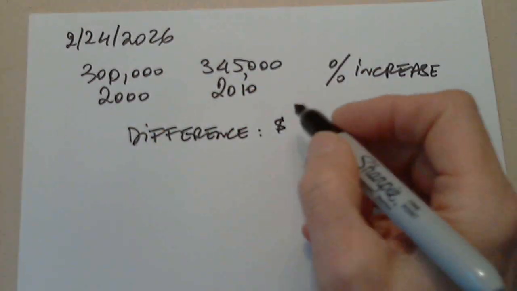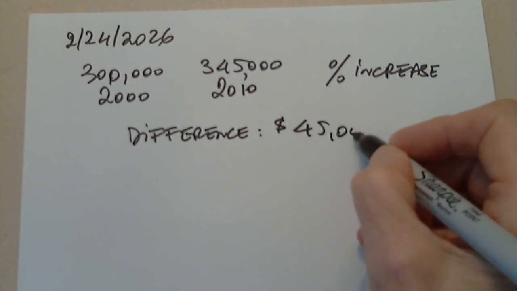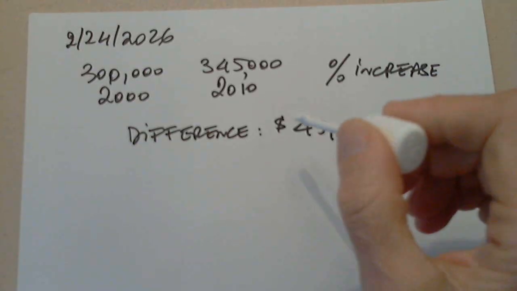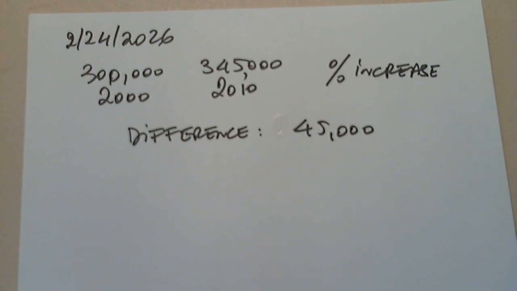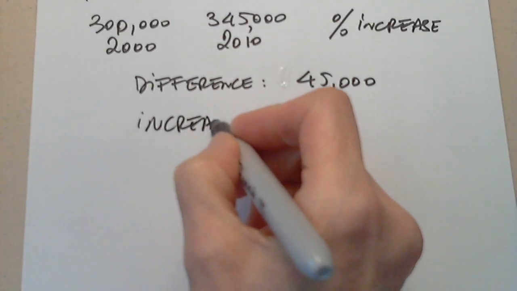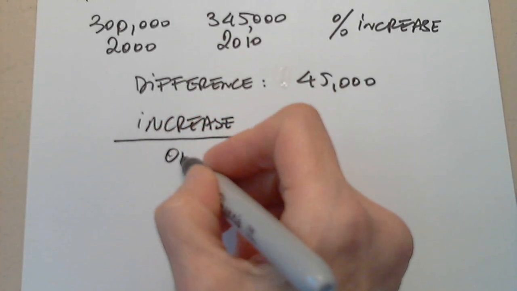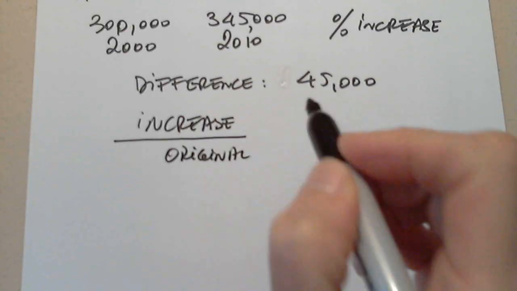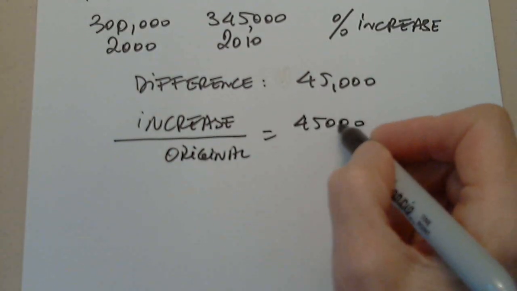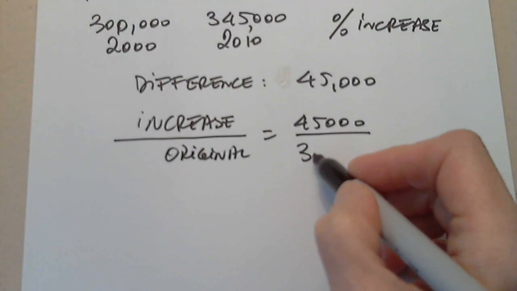Sorry, it's population, not money. Good. So in order to determine the percent increase, we have to divide the increase by the original, increase over the original. Well, the increase is 45,000 people. The original is 300,000.